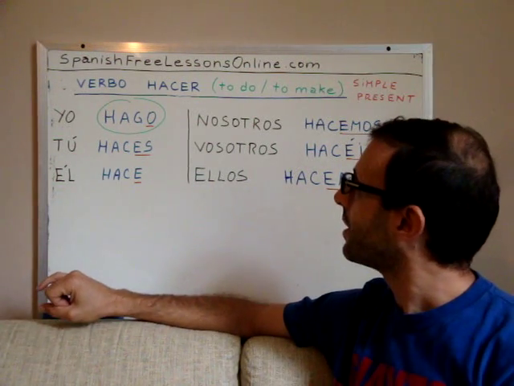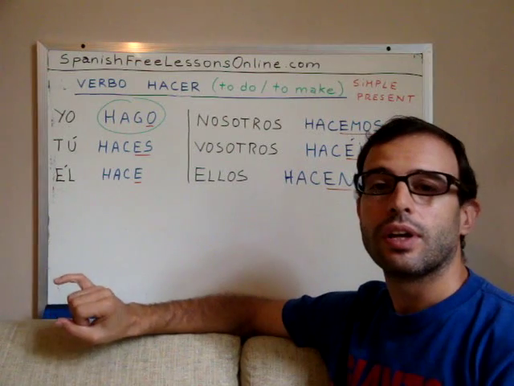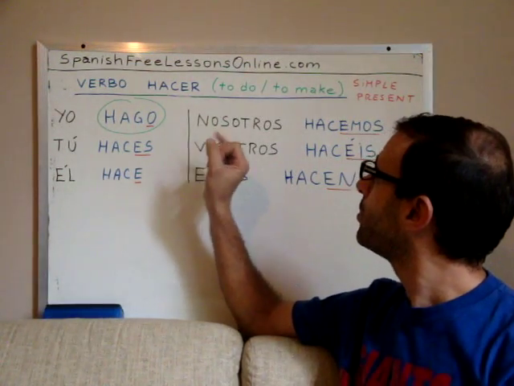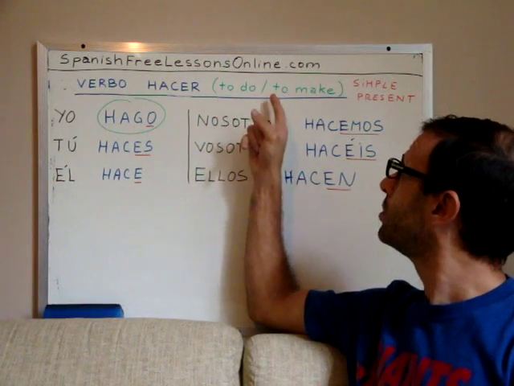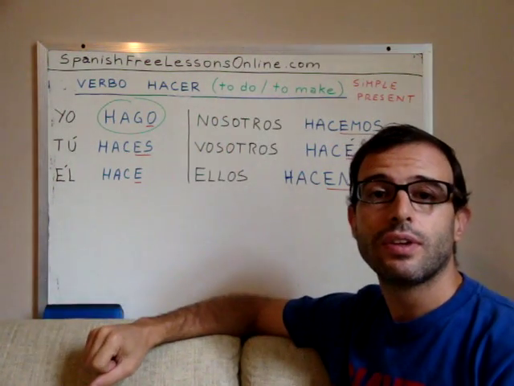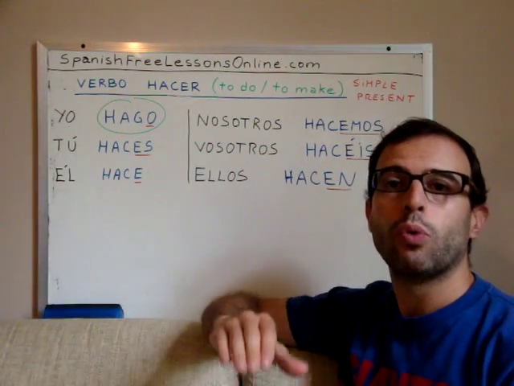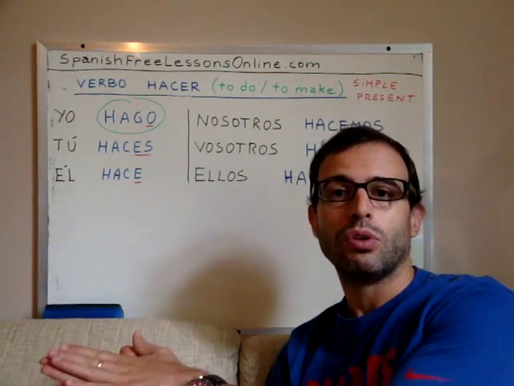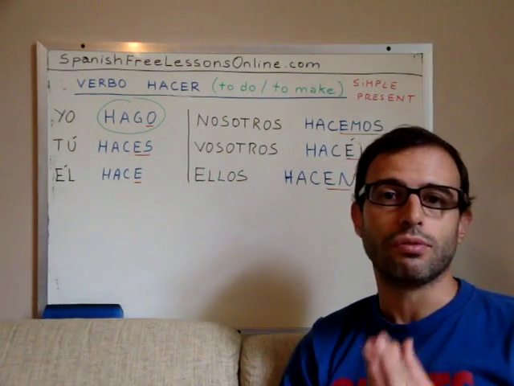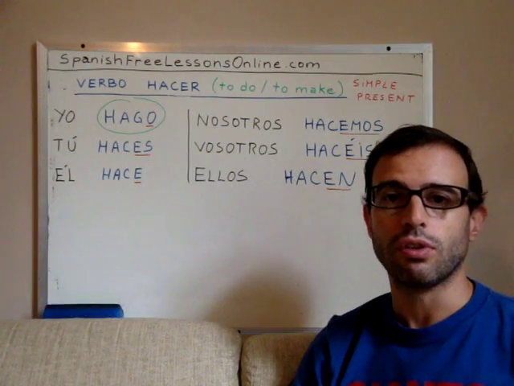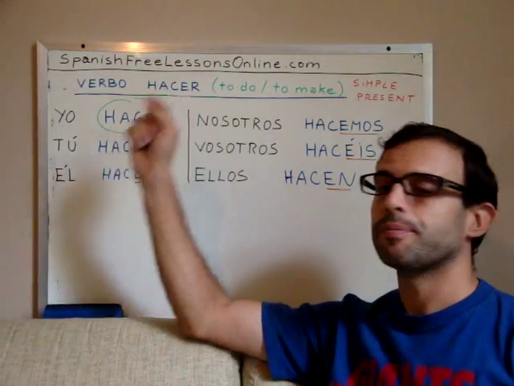The verb hacer works indistinctly for both English verbs to do and to make. So that makes it easy to learn, because we don't have to think when do we use to make, when do we use the verb to do. In Spanish it's all the same, we just use the verb hacer.